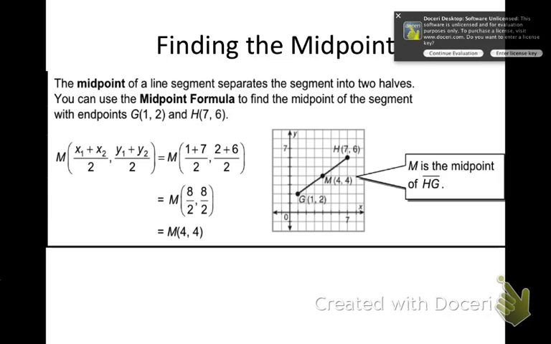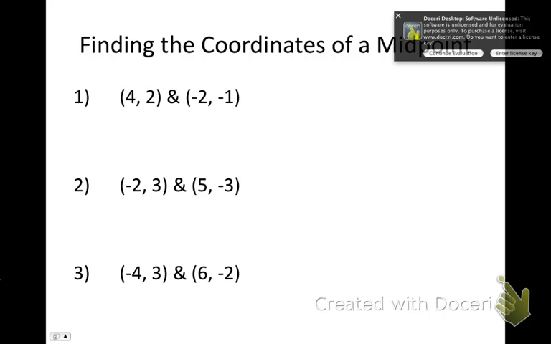The biggest mistake students make when they use the midpoint formula is they mix up the x and y's. Now, in an ordered pair, what comes first, the x or the y, Caitlin? The x. Always like the alphabet. Very good. It's just like the alphabet. The x always comes first.